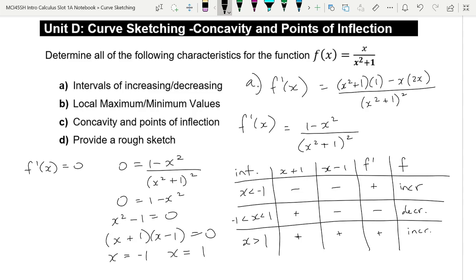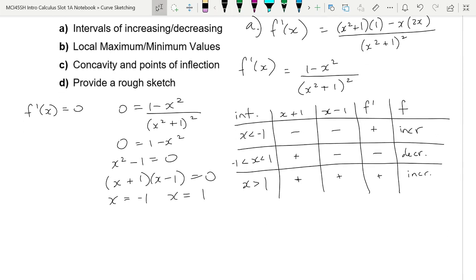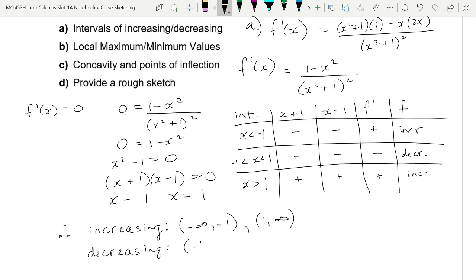So my A answer, just to summarize, is, I'll say therefore, we are increasing. And I like to use interval notation for this. So we're increasing on the intervals from negative infinity, less than negative 1, up to negative 1. Yes, that has to be a curve, right? Because we actually aren't increasing at negative 1, because that's where the slope is 0. And we're also increasing, I'll put a dot there, when we are bigger than 1, right? So there's our two places where we're increasing, and we are decreasing between negative 1 and 1.